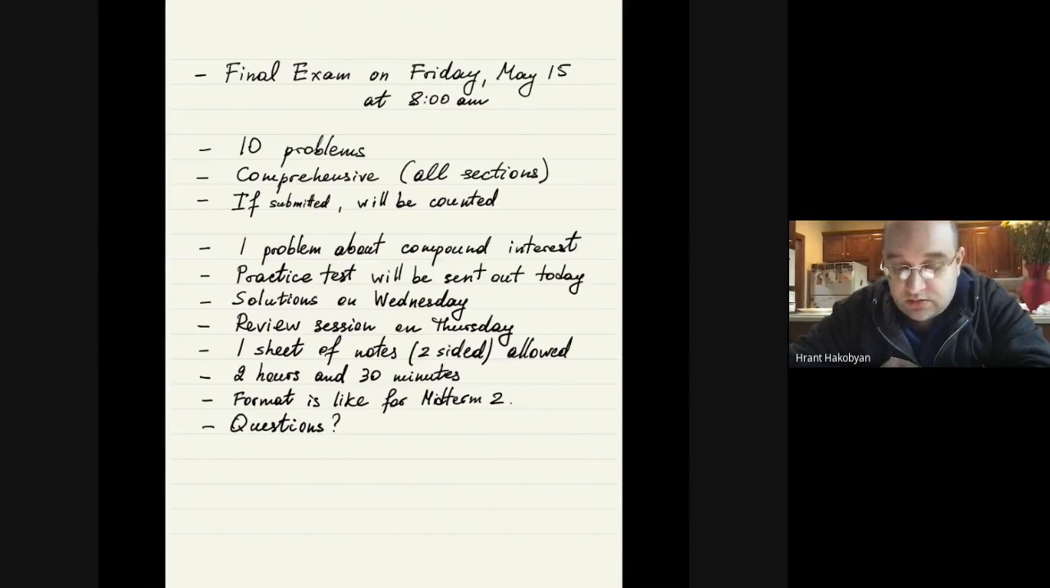During the final, you can use one sheet of notes, and as usual it's handwritten notes, two-sided, letter size, so 8.5 by 11 inches, and you can use calculators as long as you're not doing some graphing or things like that. Okay, are there any questions?